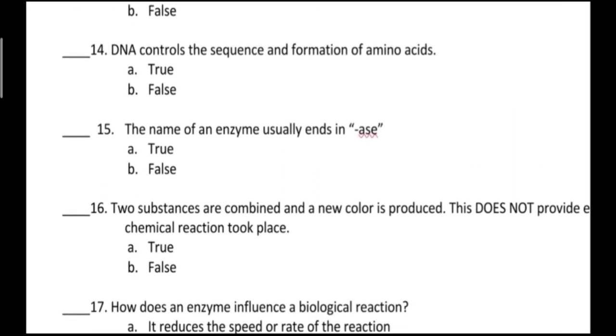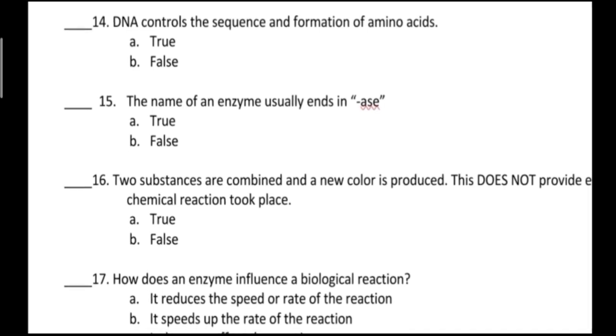DNA controls the sequence of the formation of amino acids. That is wrong, because amino acids determine the DNA formation. Amino acids, we call them codons. So it's the other way, the opposite of this. Amino acids control the sequence and formation of DNA. So number 14 is false, because it's amino acids that control the sequence and formation of DNA. It must be reversed. There you go.